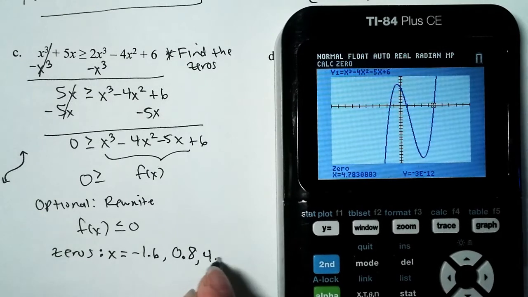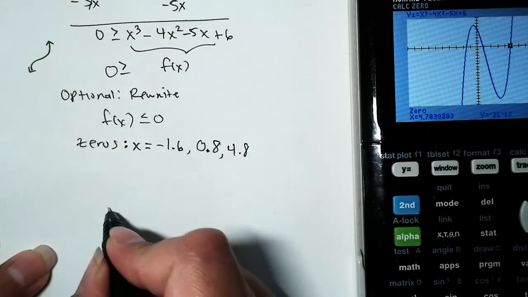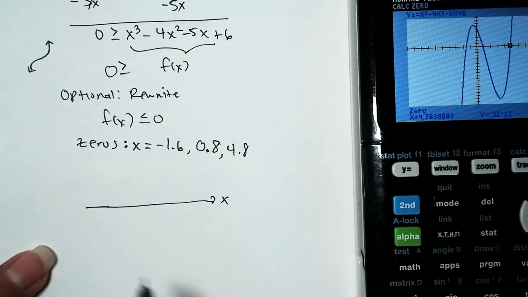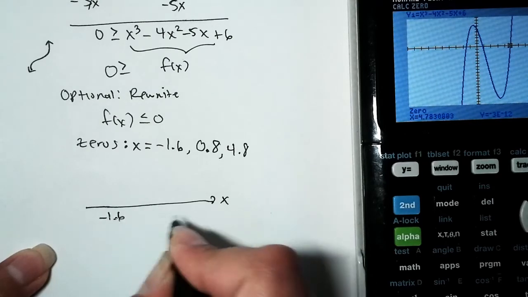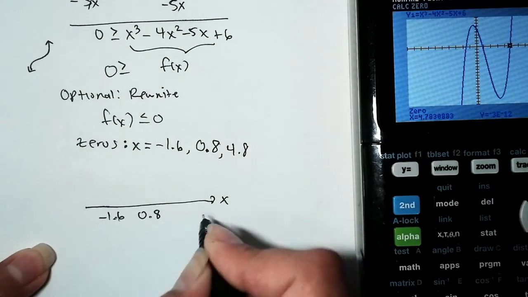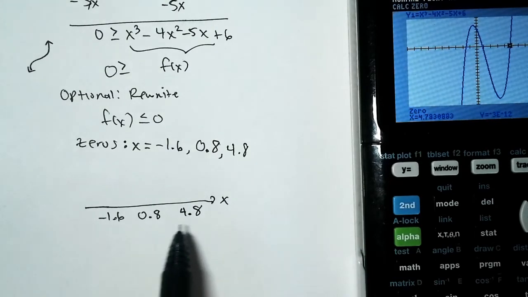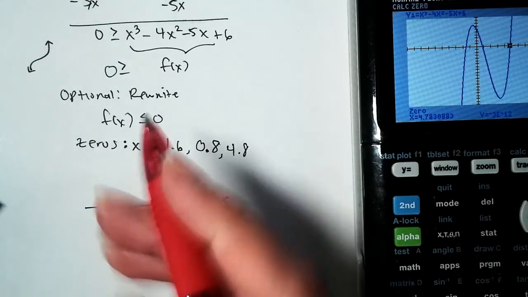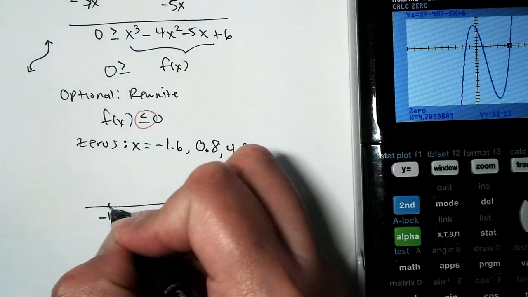Cool. All right, so let's take a screenshot. Let's locate these zeros on the x-axis. If you want to include the y-axis, be my guest. So the zeros from left to right are negative 1.6, 0.8, and 4.8. Now I want to know, are these zeros part of the solution? I don't know. Does the inequality symbol have the equal to part? Yeah, they sure do. So they are going to be part of the solution set, so we can graph them.